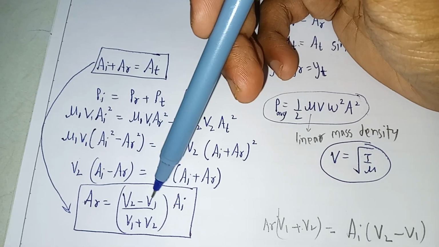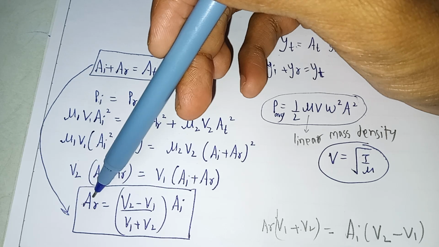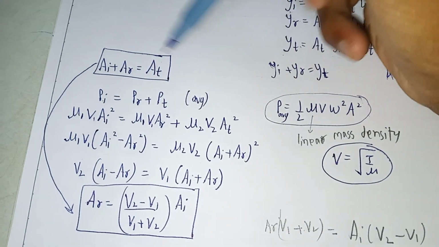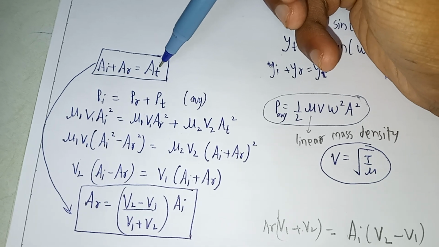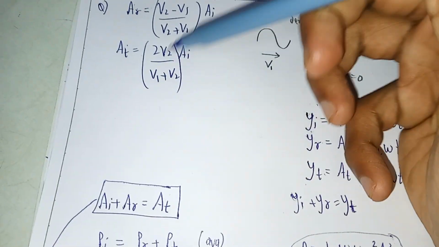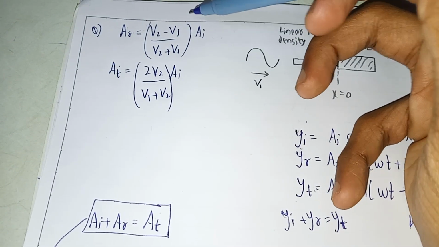Finally, you can find the value of the amplitude of the reflected wave with the help of these equations. After this, you will put the amplitude of the reflected wave in this equation so that you can get the amplitude of the transmitted wave, and hence you get these two equations which can be derived.